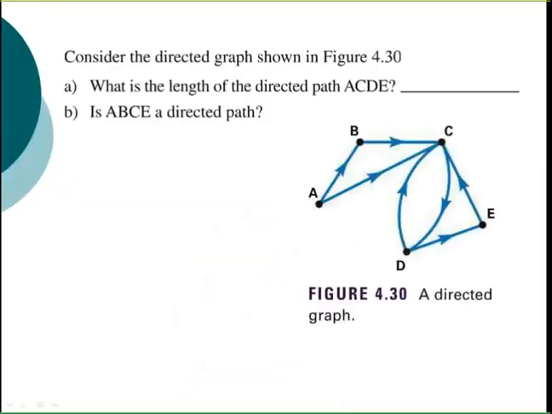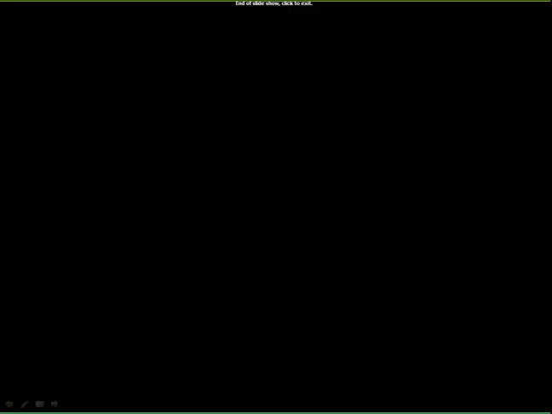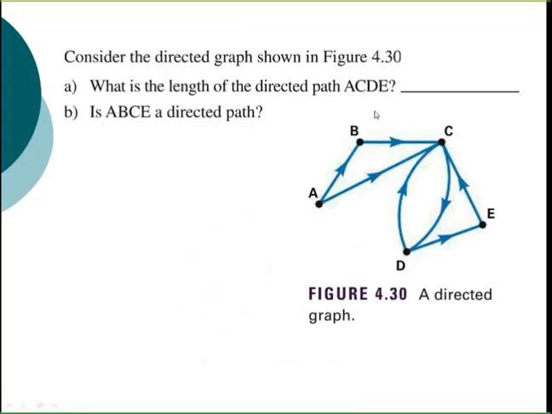Not quite jumping to the answer here, but here we go. Consider this directed graph over here. What is the length of the directed path ACDE? So how do I go from A to C to D to E? What is the length of that? It's really just asking how many moves does it take to get across there. And here in this situation, it's 4.